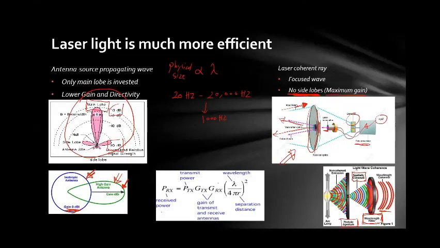What is the received power for an antenna? This equation works for both RF and optical, and it says that the received power is given by the gain of the transmitting and the receiving antennas. And as we just said, the optical will provide much higher gain because there are no side lobes.